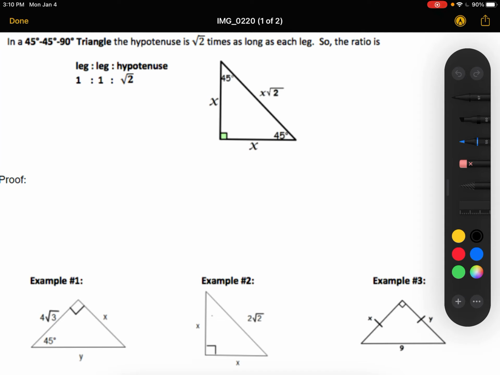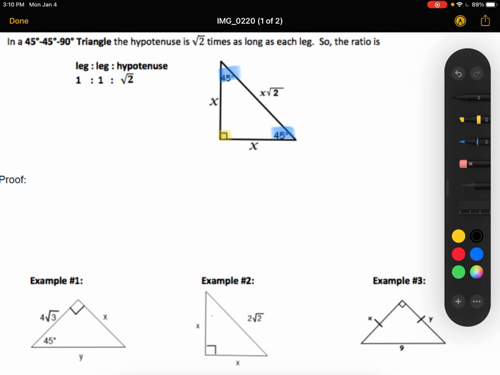So a 45, 45, 90 triangle is just basically saying you have two angles that are 45 degrees, and then of course the other angle, it's a right triangle, is 90 degrees. And these triangles have a very specific relationship. The legs, these are the shorter sides, are in a 1 to 1 to root 2 ratio to the longest side, or the hypotenuse.